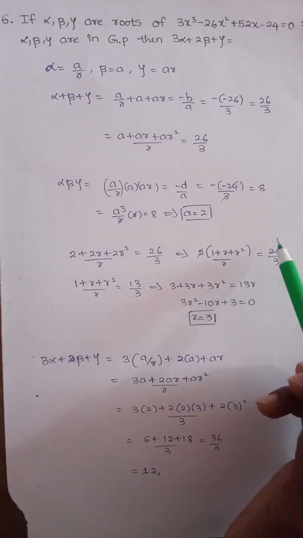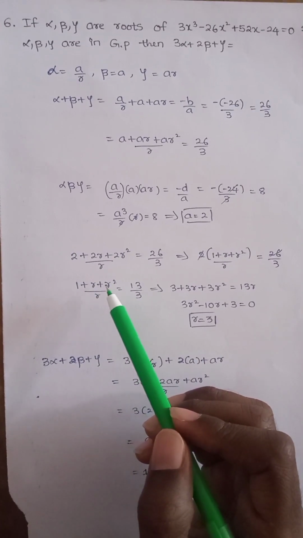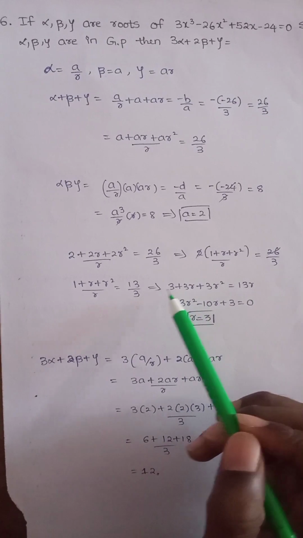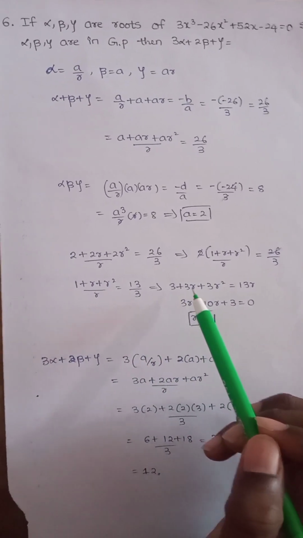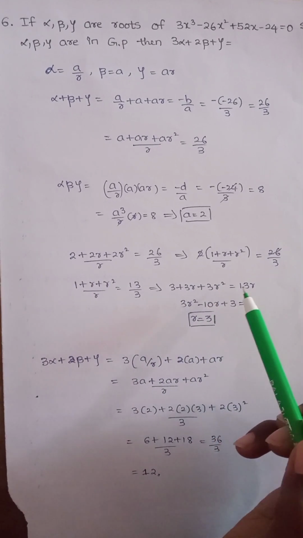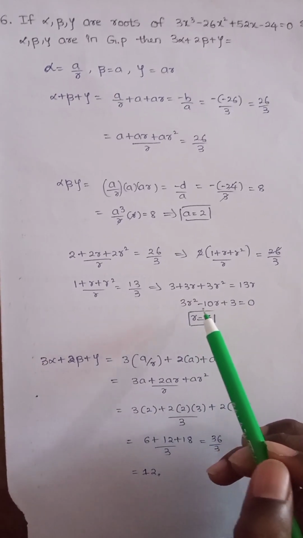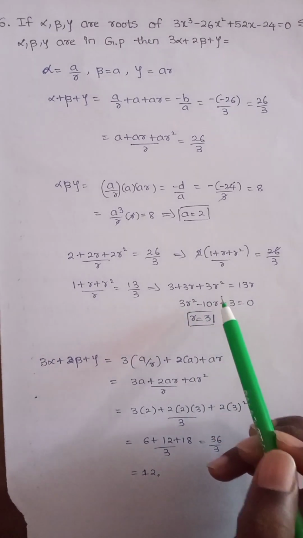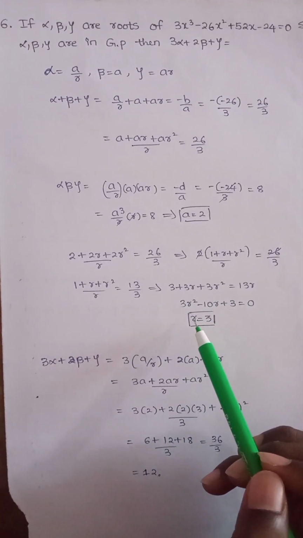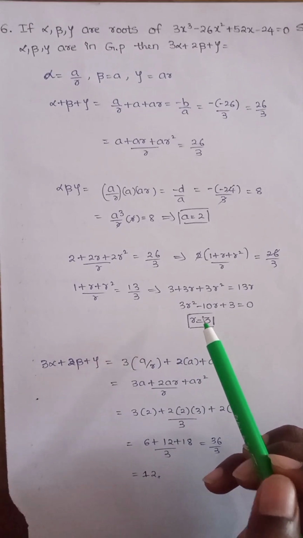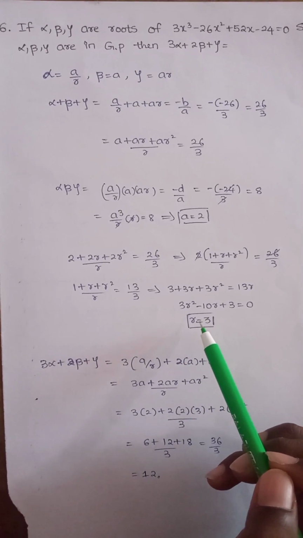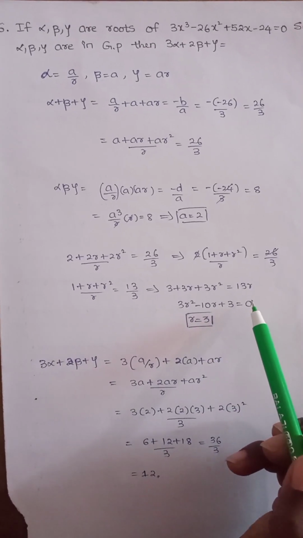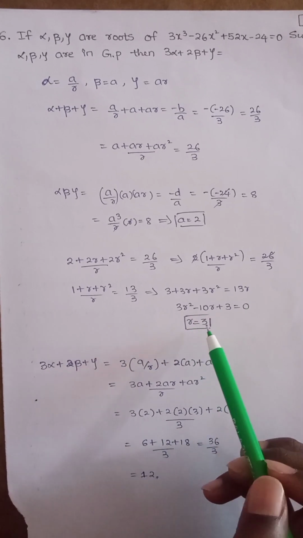Here 2 ones are 2, 2 13s are 26, therefore 1 plus r square by r is equal to 13 by 3. Now on solving this we can get 3 plus 3r square is equal to 13r, that is 3r square minus 10r plus 3 is equal to 0. Now, as it is a quadratic equation, on solving this we can get r equals 3. If you have any doubt whether it is true or not, substitute r equals 3 in this quadratic equation, and you need to get 0. Therefore r equals 3.